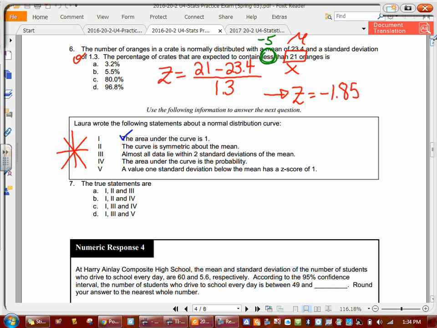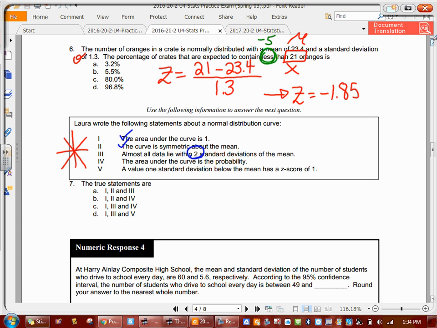Almost all the data lies within 2 standard deviations. So from -2 to +2, they're saying 99.9% lies in there. Between -2 and +2. No. How much lies between -2 and +2? 95. So this one's wrong. Almost all the data lies within 3 is what we're showing. Okay, almost all the data lies within 3, not within 2. The area under the curve is also known as probability. True?